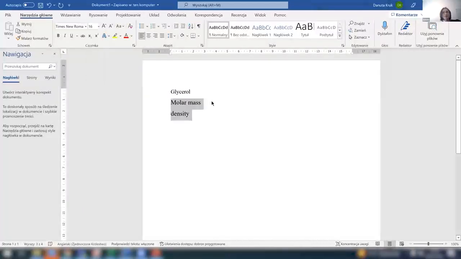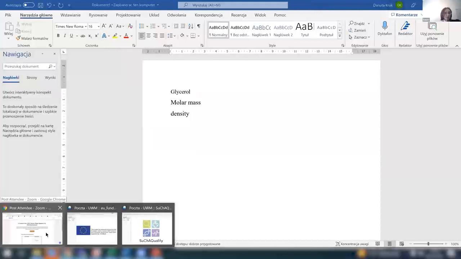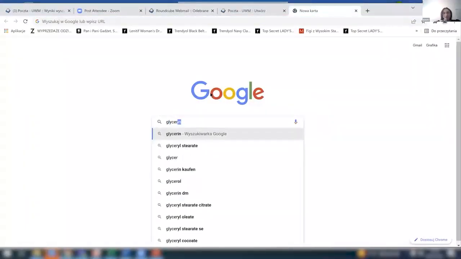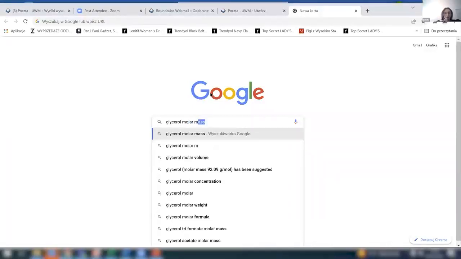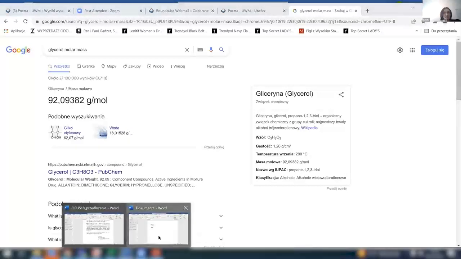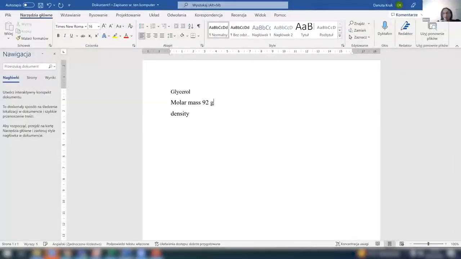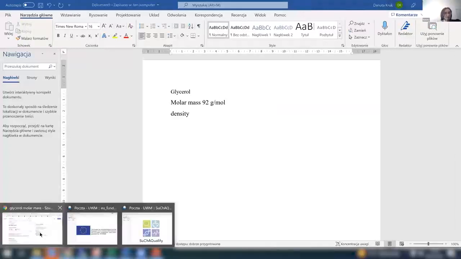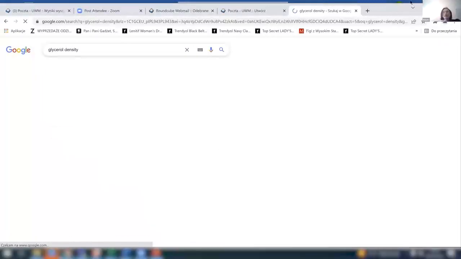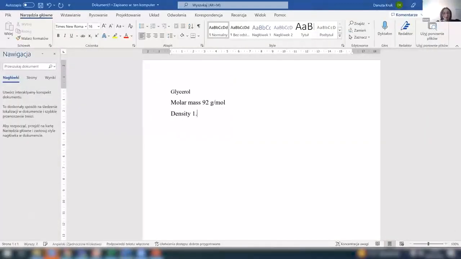And density. So who of you could give me that? Let me search. Glycerol. 92 gram per mole. Let me search. 1.26 is the density. 1.26, okay. Density is 1.26 gram per cubic centimeter.